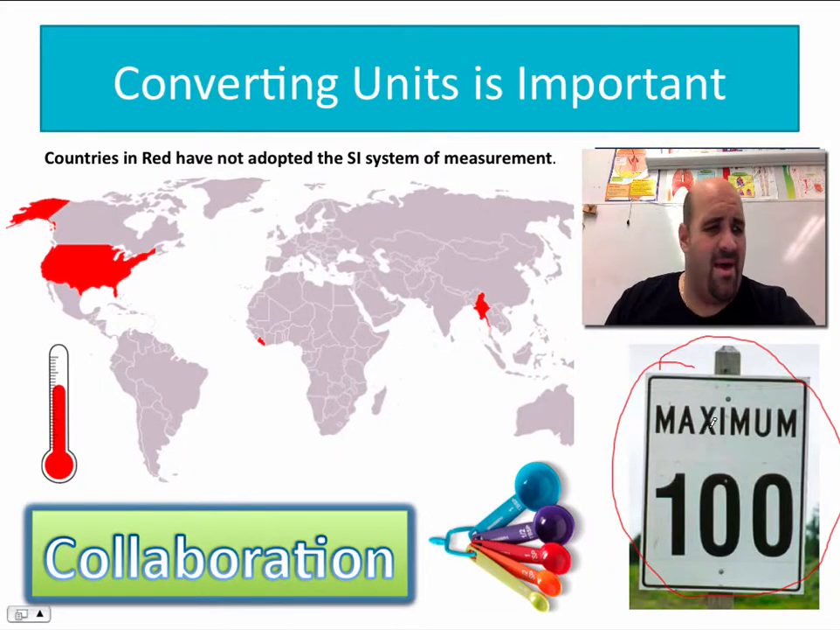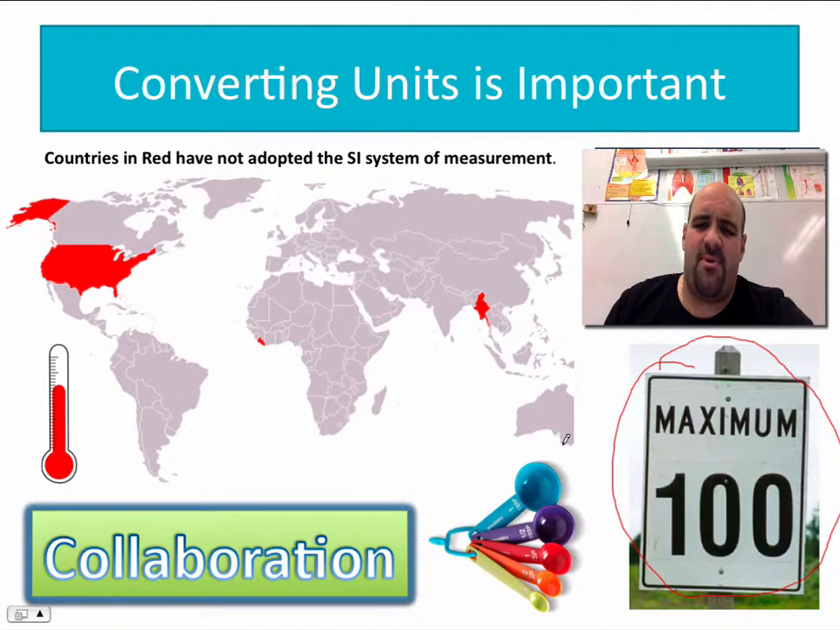And officer, what's the problem? I was going under the speed limit. Well, this isn't 100 miles an hour. It's 100 kilometers an hour. So hopefully, at this point, you get arrested, fined, tased, and thoroughly searched for narcotics possession. But other than that, you should be fine.